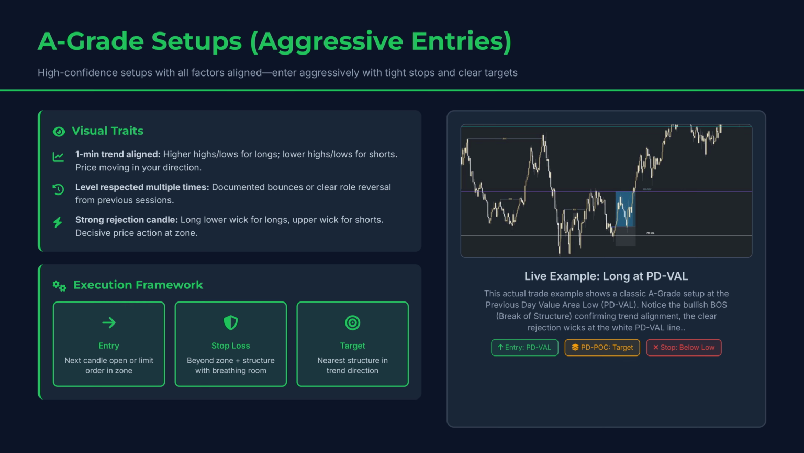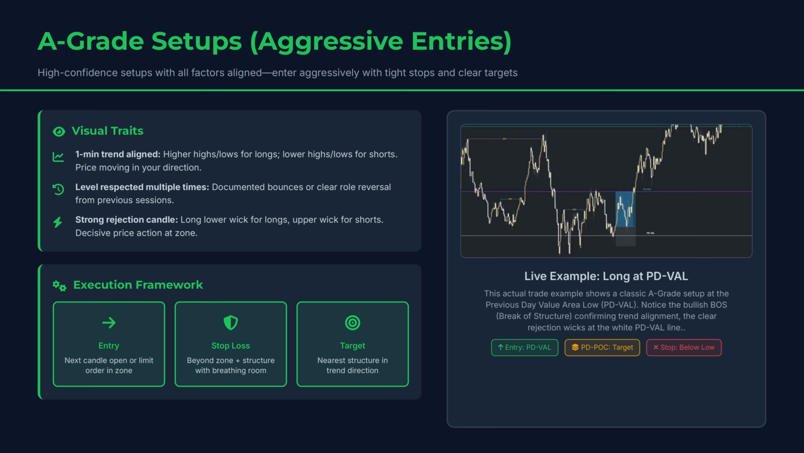What the volume profile levels are, when they form from 9:30 to 4 p.m. daily, how to draw them after the close, and most importantly, how to check whether that particular volume profile level has been respected in recent sessions, remembering that respect means within 2 to 3 ticks with rejection, not demanding a perfect touch. So remember, 1-minute trend aligned, the volume profile level has documented history of being defended within the zone.